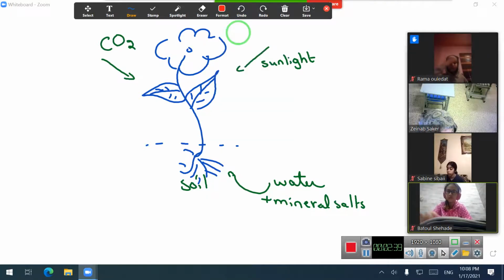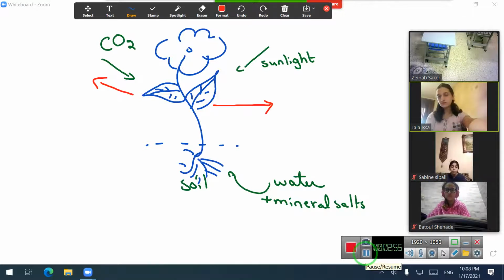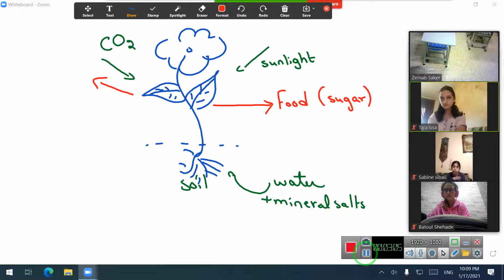When the green plant takes or absorbs these needs, what can it produce and release into the air? What can it produce? Oxygen and fruits. Excellent. So it can produce its own food, which is called also sugar or glucose, and release into the air the oxygen gas which is needed during the respiration process.